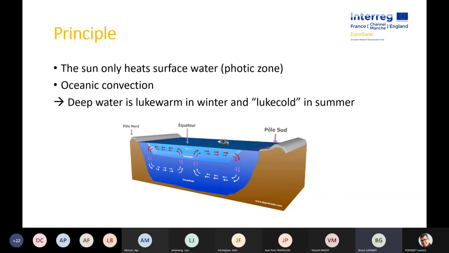And we have a huge ocean convection that goes from the equator to the poles. And that is due to the fact that the cold water is more dense than the hot water. And therefore, when the water is cooling, it's going to the deep sea, and when it's heating, it's going to the surface.